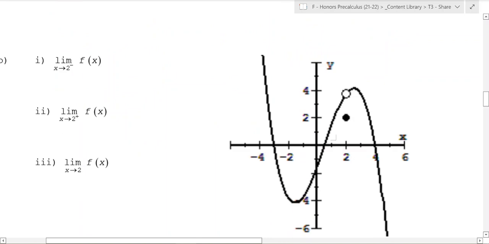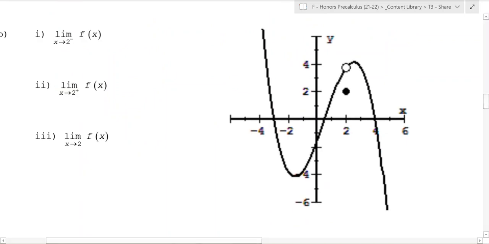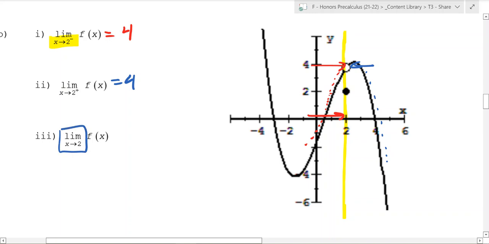So let's do another one. What about this one right here? What happens as you approach 2 from the left here? If you're a bug walking along here, 2 from the left, the x value is 2, remember. Oh, it's going to be this right here. Looks like it's 4. What about 2 from the right? 2 from the right is also going to be 4. But what is the limit as x goes to 2? Well, it's the same thing on both sides. It's going to be 4, because from both sides it's 4, so the limit is said to be 4.